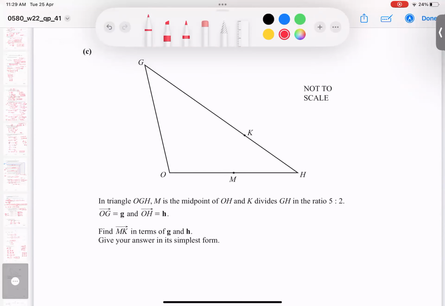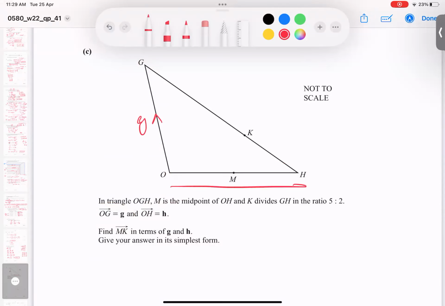Same question, we have a vector part C. He's saying that M is the midpoint. What is the gap of O to M? Same gap of M to H. And he has given us special vectors. O to G is given by him as small g, and O to H is given by him as H.